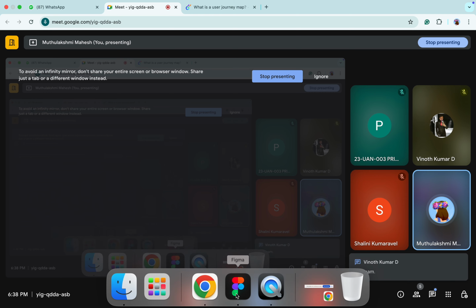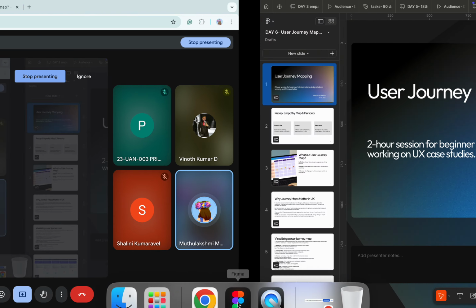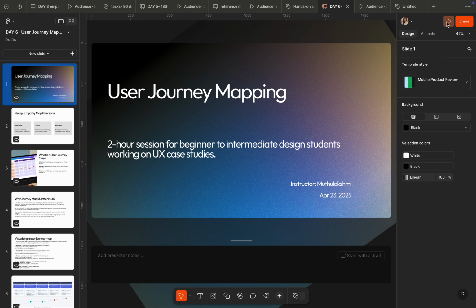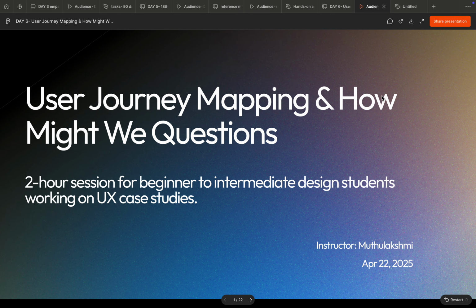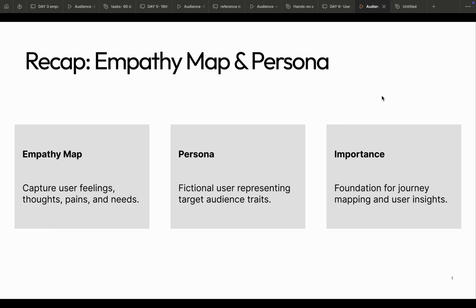Okay, if you have any doubts in the previous discussion, you can ask me. Today we'll proceed with user journey mapping. Before we dive into that, we'll just have a recap of whatever we have worked on in the past. We have learned about empathy mapping, user personas, competitor analysis, and the design framework, like the design process.